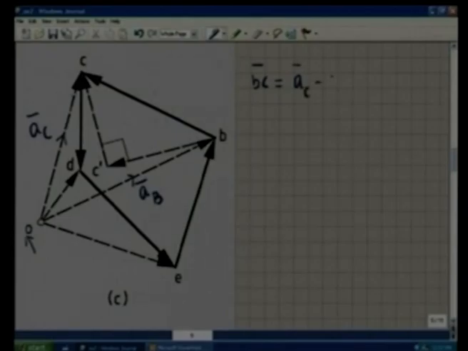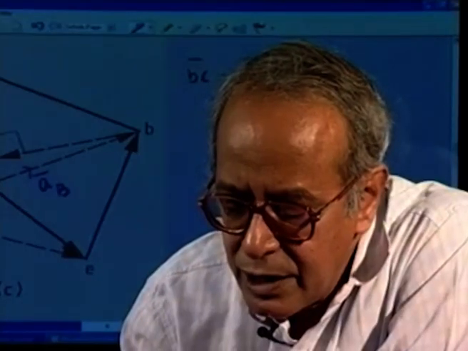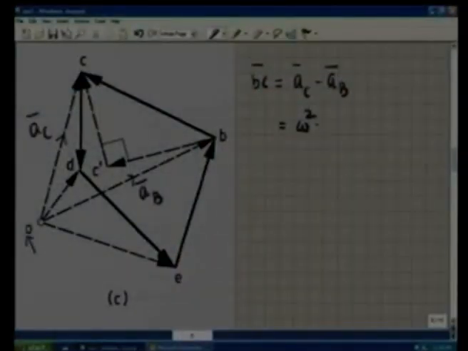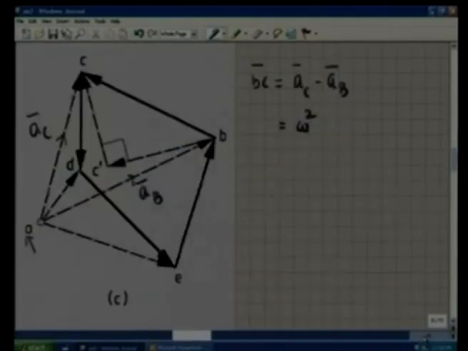AC minus AB, where C and B are 2 points on the same rigid body whose angular velocity is omega and angular acceleration is alpha. So, this we know: acceleration of C with respect to B is omega square in the CB direction, plus alpha cross BC. So, the vector BC is omega square CB plus alpha cross BC.